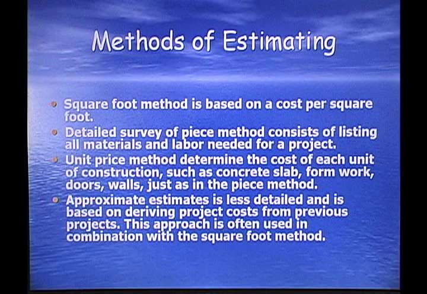Methods of estimating. The square foot method is based on cost per square foot. The detailed survey or piece method consists of listing all materials and labor needed for the project. The unit price method determines the cost of each unit of construction, such as concrete slab, formwork, doors, walls, just as in the piecework method. The approximate estimate is less detailed and is based on deriving project costs from previous projects. This approach is often used in combination with the square foot method.